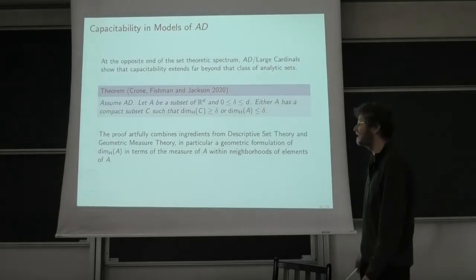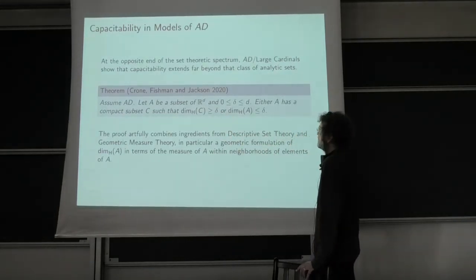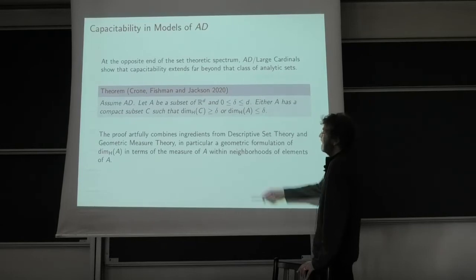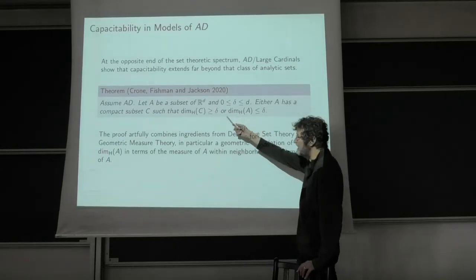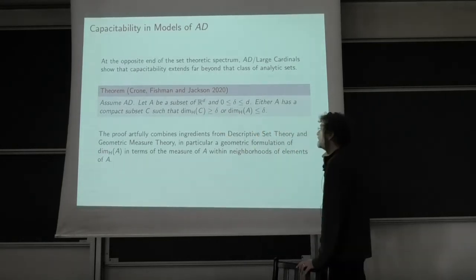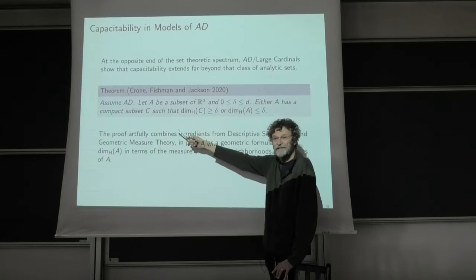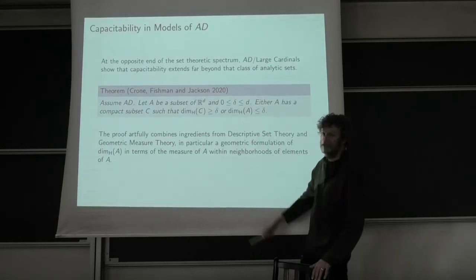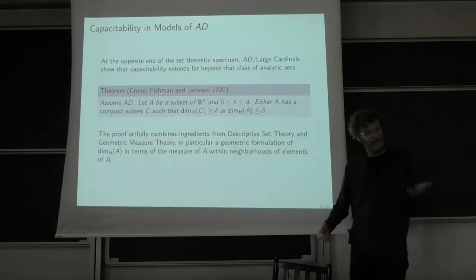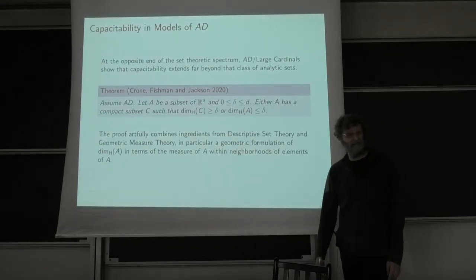Namely, if you have a subset A of d-dimensional Euclidean space, and you have any delta which is possible as a dimension of some subset of this space, either A has a compact subset, so not just closed, but compact, bounded, totally bounded, such that the dimension is greater than or equal to delta, or the dimension of A is less than or equal to delta. Okay, so if A has dimension D, then A has to have a compact subset that has dimension D.